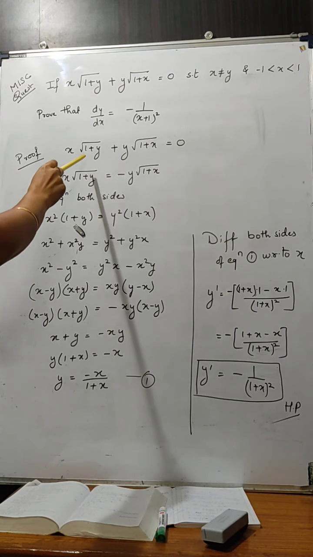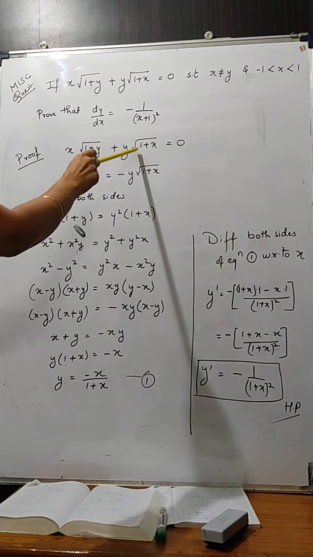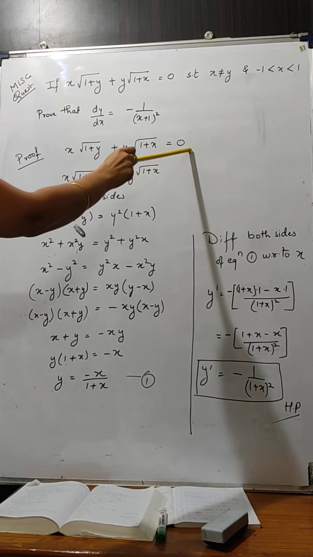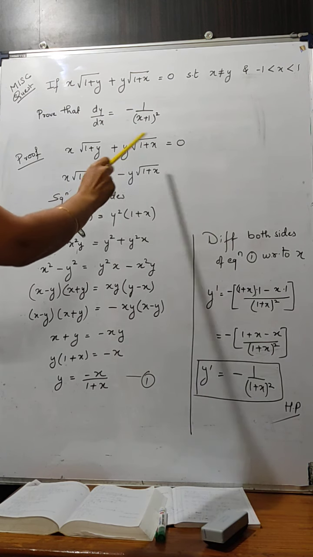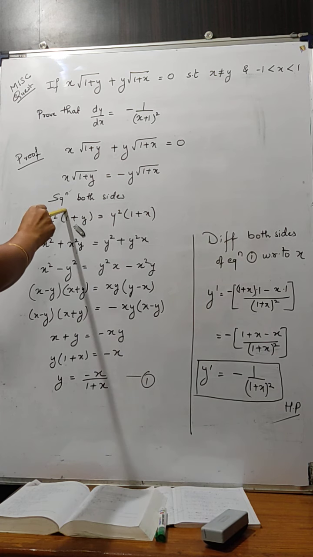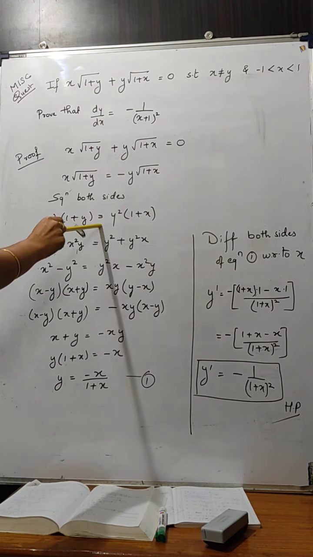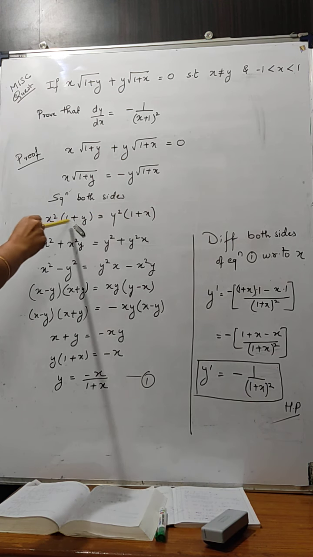Converting it into the simplest form, how? x root 1 plus y plus y root 1 plus x equal to 0 is given. Bringing one term over to the right hand side, and after that squaring both sides. After squaring both sides, we get x square into 1 plus y equal to y square into 1 plus x. Open the bracket.